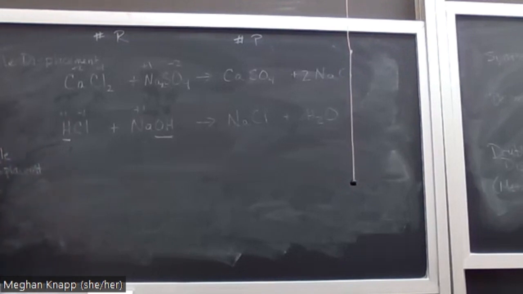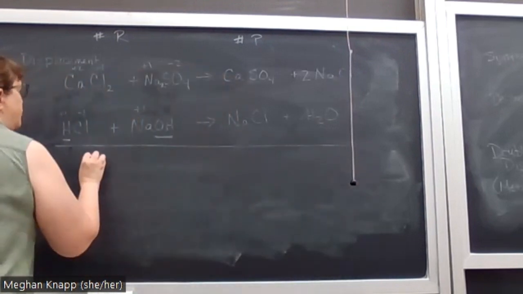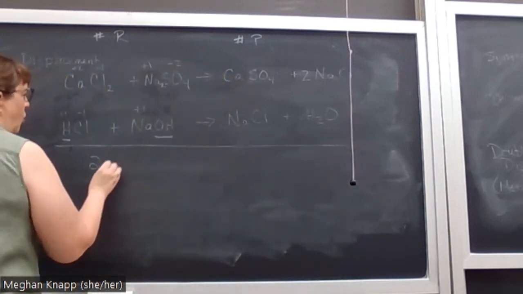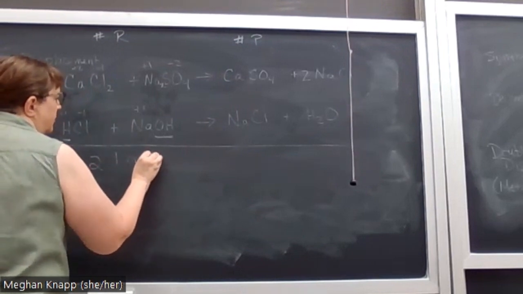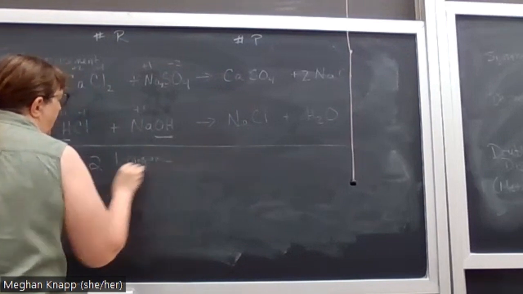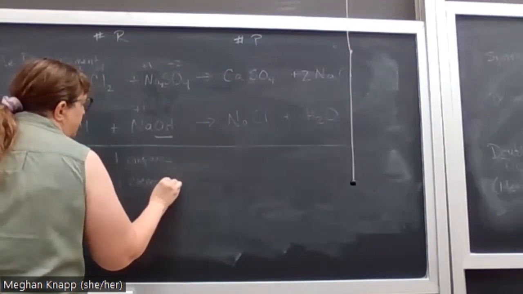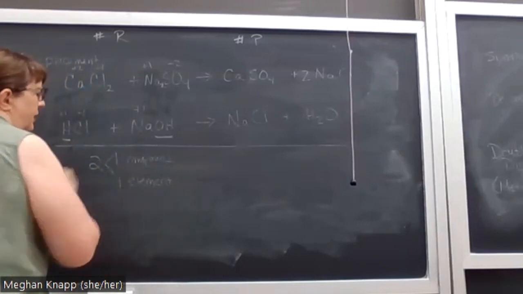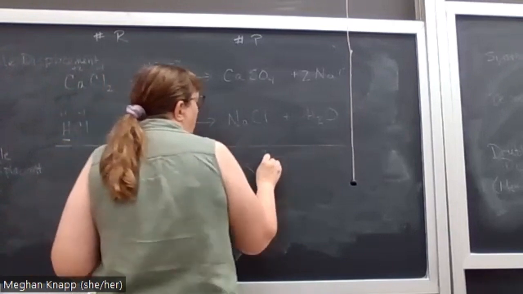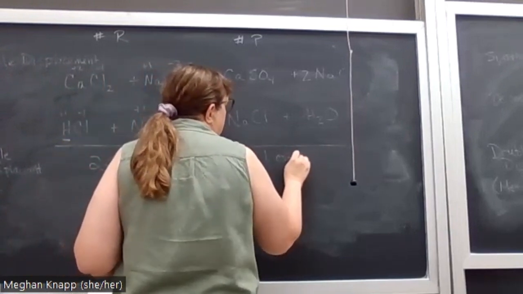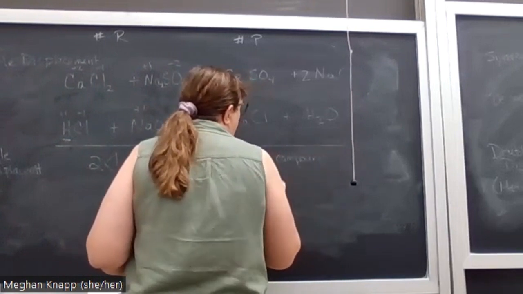In a single displacement, you have 2 reactants. One is a compound and one is an element. Same thing for the products. You have 2 products. One is a compound and one is an element.